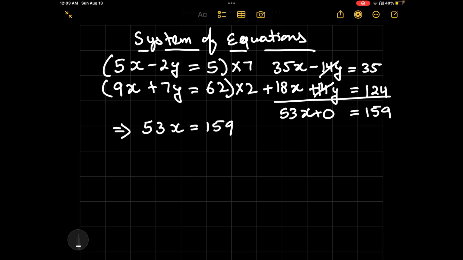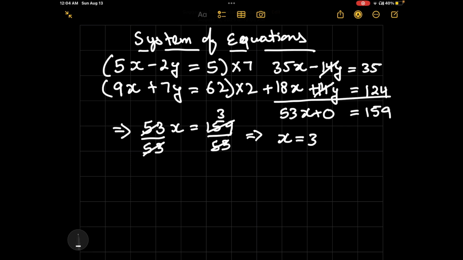If you look at these two numbers, I can clearly see that 53 times 3 is 159. So we divide by 53 on both sides, and 53 times 3 is 159. That means our answer is x is equal to 3.